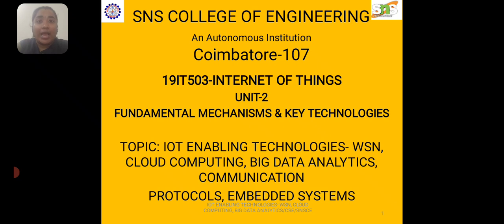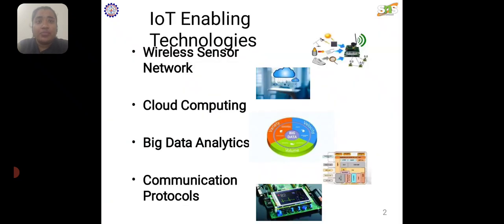Today we are going to see a topic in IoT, IoT enabling technologies. What is known as IoT enabling technologies? There are many technologies used here. First one is wireless sensor network, second one is cloud computing, third one is big data analytics, and fourth one is communication protocols. What is a wireless sensor network?